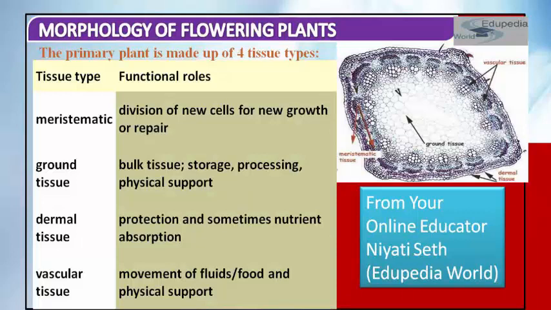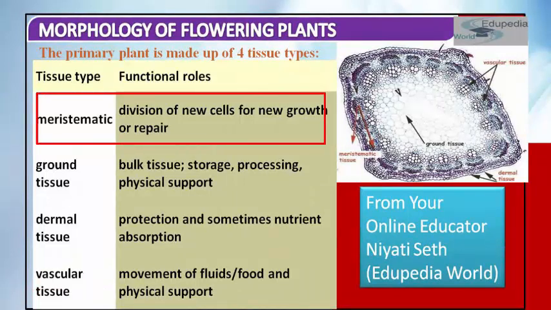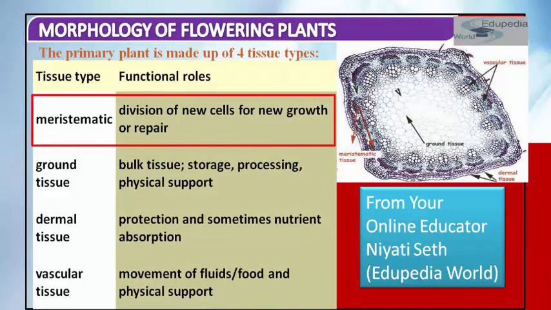Okay, so a primary plant is made up of four tissue types, which are meristematic, ground tissue, dermal tissue and vascular tissue. Meristematic tissue is the division of new cells for new growth or repair, because these tissues have the capability to divide. Hence, division of new cells for new growth or repair. So this is the functional role of meristematic tissue, which the primary plant is made up of.